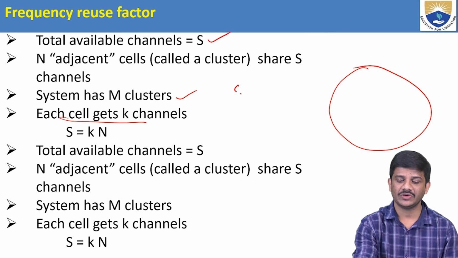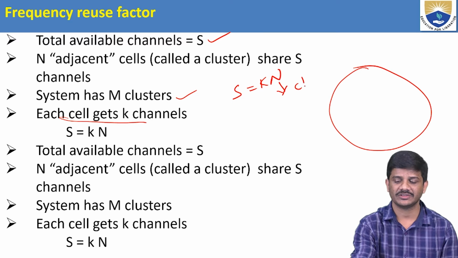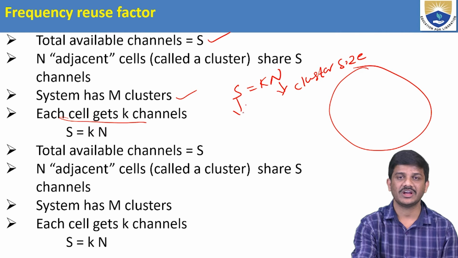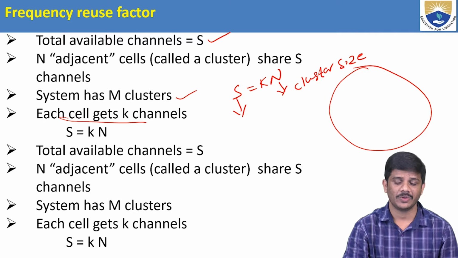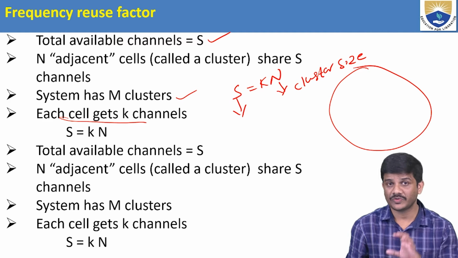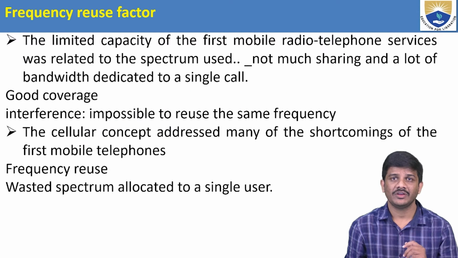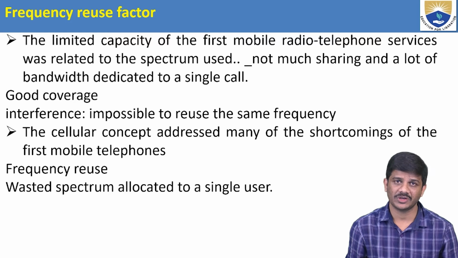Actually, S equals K into N. We know that N is the cluster size. S is the available channels, and K is the number of channels each cell gets. This is what we take for finding the frequency reuse factor. We can see some example also.